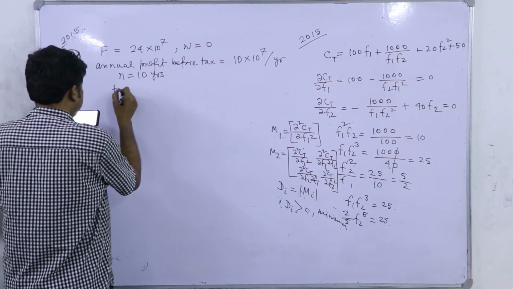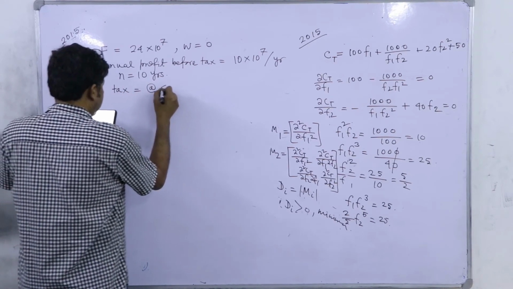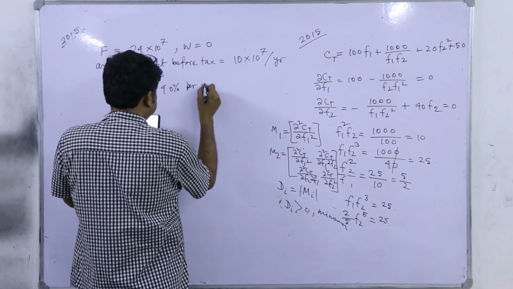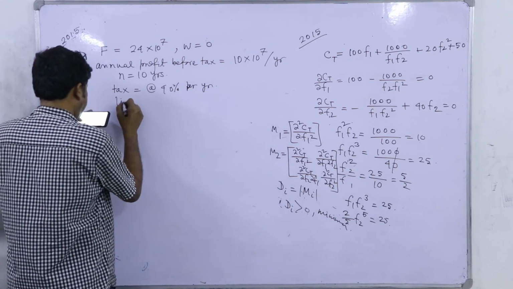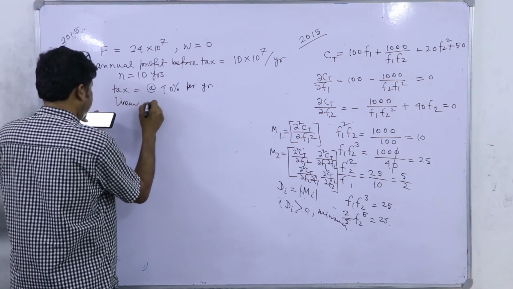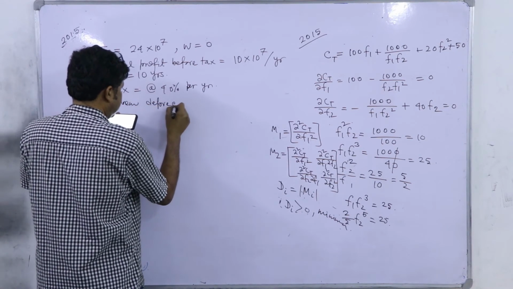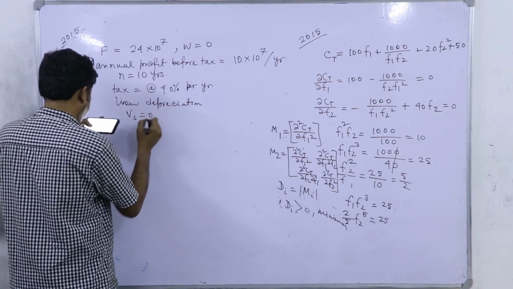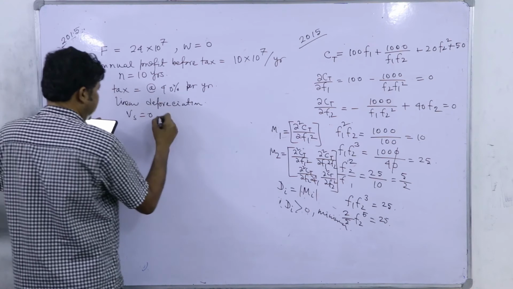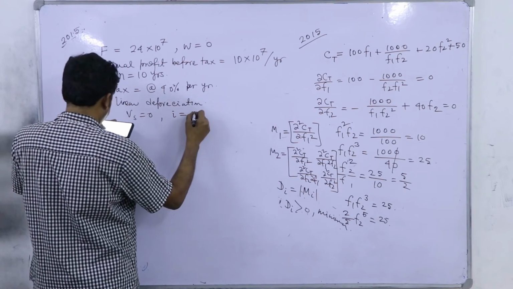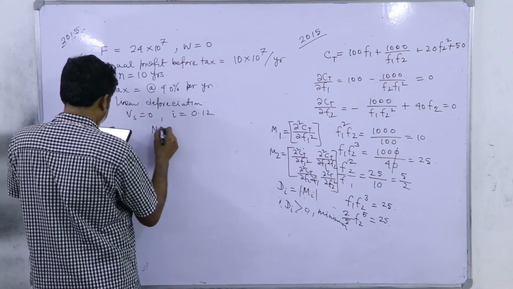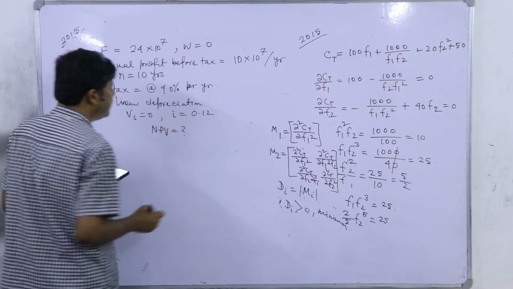The tax rate is 40% per year. Linear depreciation is allowed, linear depreciation. The salvage value is 0. If the annual interest rate I is equal to 12%, so 0.12, we have to calculate the net present value or worth. Right.